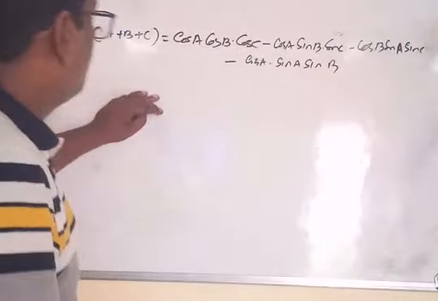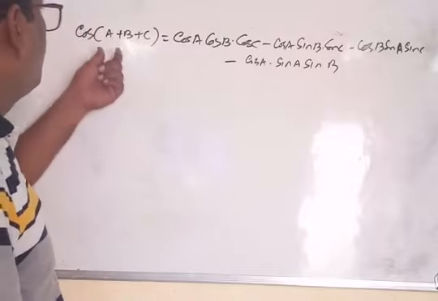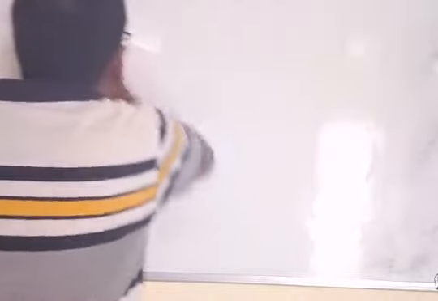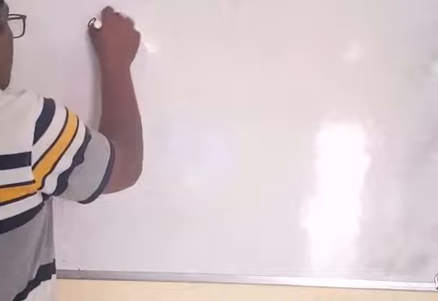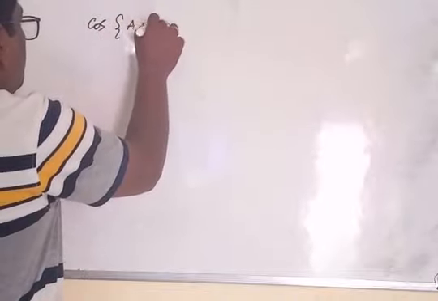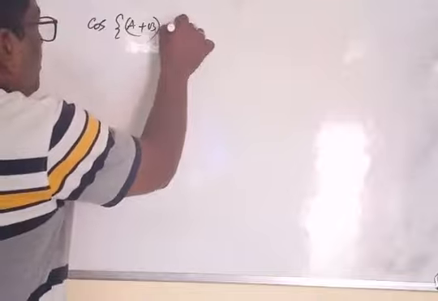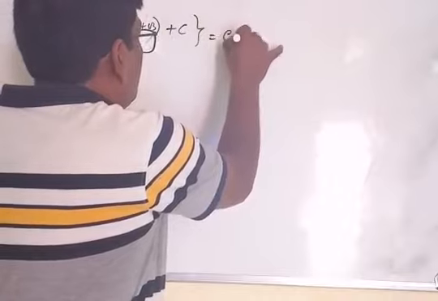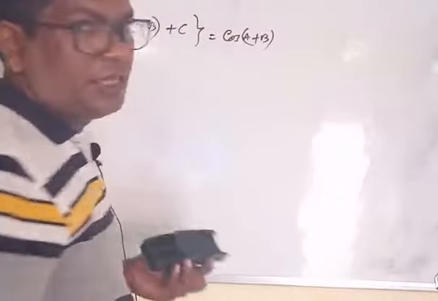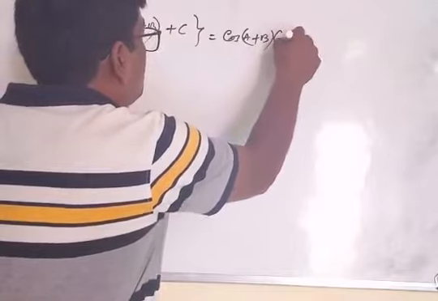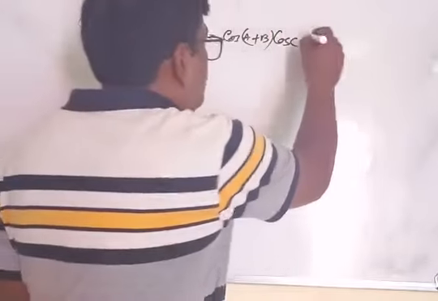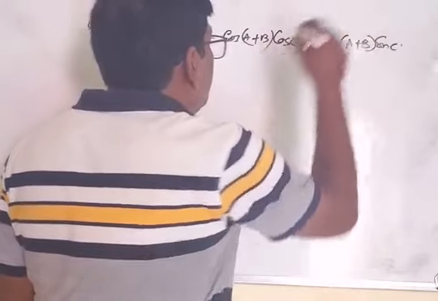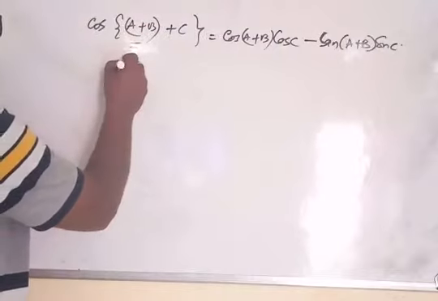Similarly, we can prove cos a plus b plus c. Consider a plus b as a single angle and apply the cos a plus b formula. This is equal to cos of a plus b into cos c, minus sin of a plus b into sin c. So apply the a plus b formulas.